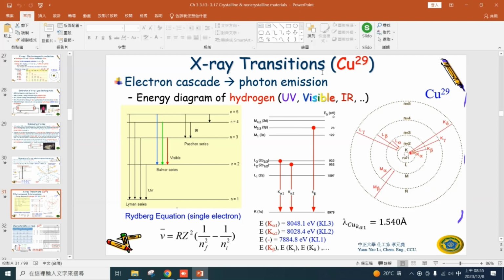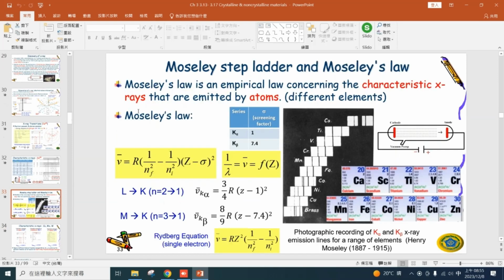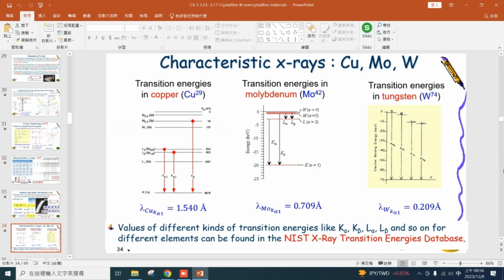And if we recall what we learned in chapter 2 about hydrogen spectra, we understand we can use the Rydberg equation to represent the energy of this transition, right? Okay, how about the X-ray transition? We can use the Moseley law. Moseley law is a kind of empirical law, which is a modification of the Rydberg equation. So you can simply calculate, but the answer you get is not exactly the right answer. The number is close to the correct answer. So this is what we call an empirical law, right?